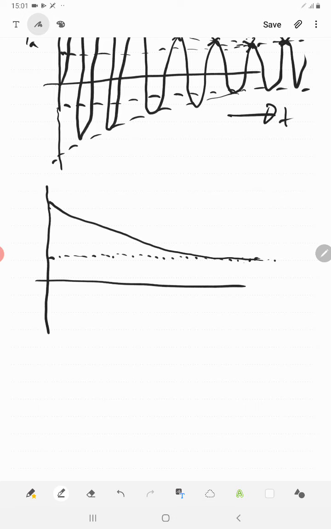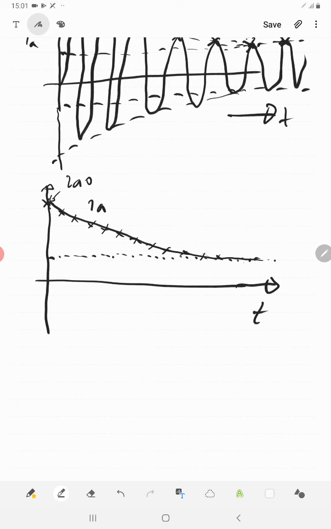And this is IA, and this point here is IA 0. So you get these points. These points represent the envelope of the armature current versus time. Okay, so this is IA.